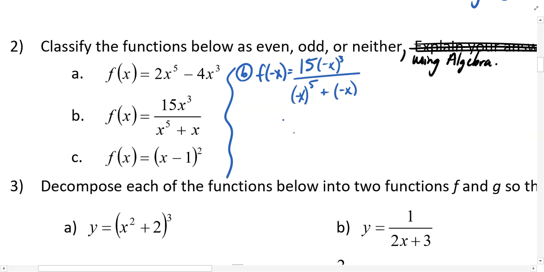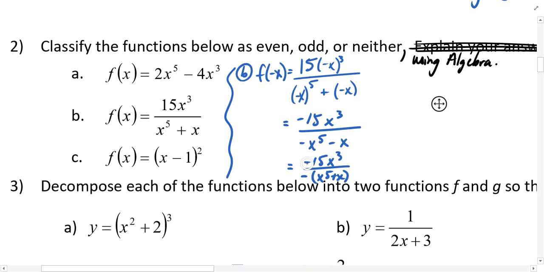The negative x value, when cubed, will also produce a negative result. So a negative 1 cubed is still negative 1, and x cubed is just x cubed. So 15 times negative 1 x cubed is negative 15 x cubed. And in the denominator, we see something similar happening. We have negative x to the 5th minus x. And what I'd like to show here is that in the denominator we have a common factor of negative 1. So with the numerator, negative 15 x cubed over the denominator, negative x to the 5th plus x.